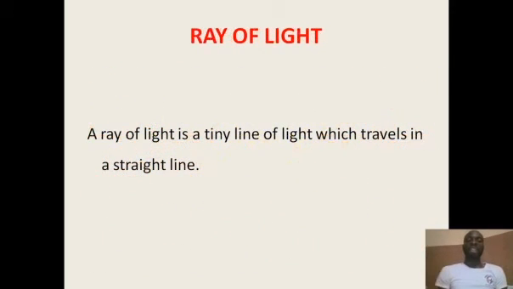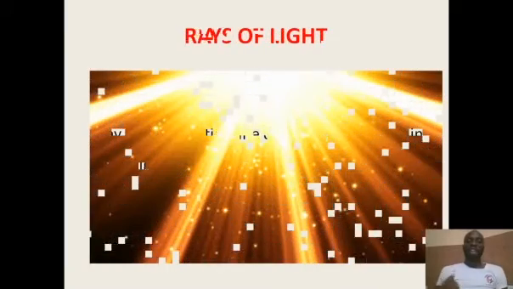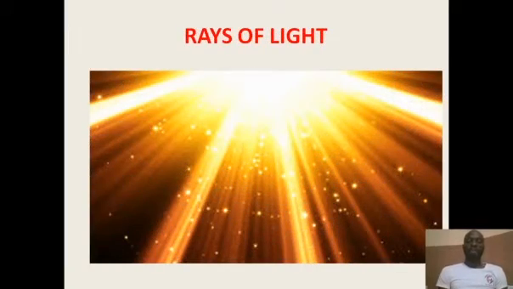So from the definition, I say that a ray of light is a tiny line of light which travels in a straight line. It does not bend. If it bends, it's no longer a ray of light. So once you point your torch, you see it moving in a straight line, we call it a ray of light. So the picture here depicts it again. Let's move forward.